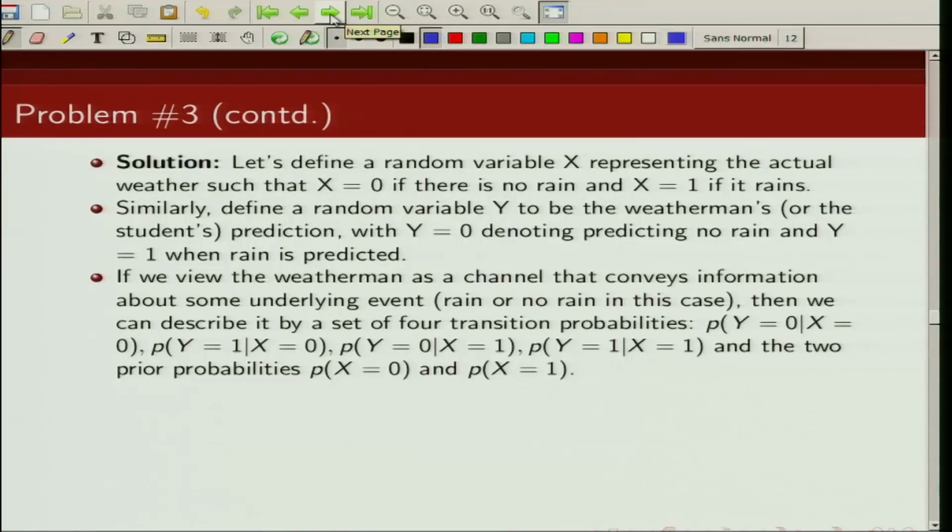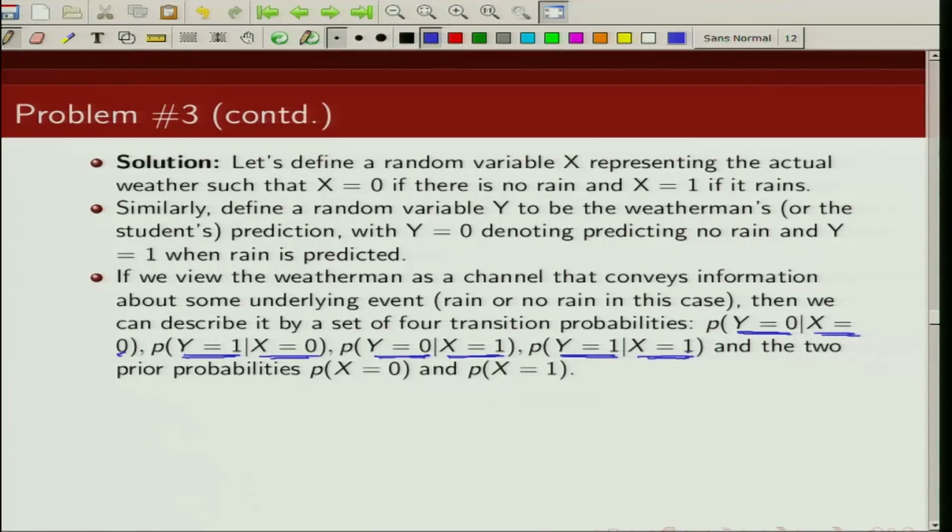Now if we view this weatherman as a channel that conveys some information about an underlying process, in this case the event is whether there is rain or no rain, then we can define transition probabilities. So what is the probability that the weatherman will say there is no rain given there is no rain? What's the probability that the weatherman will predict rain when there is actually no rain? What is the probability that the weatherman will predict no rain when there is actually rain, and what is the probability of rain when there is actually rain?